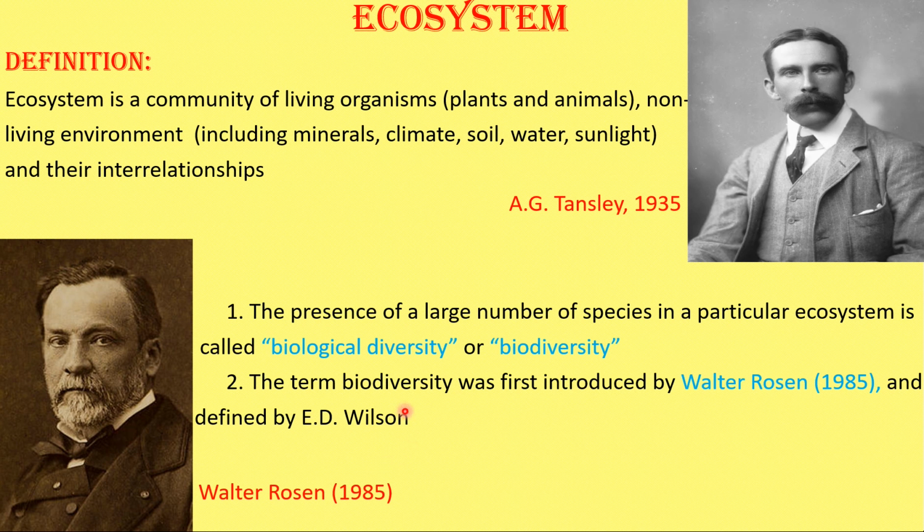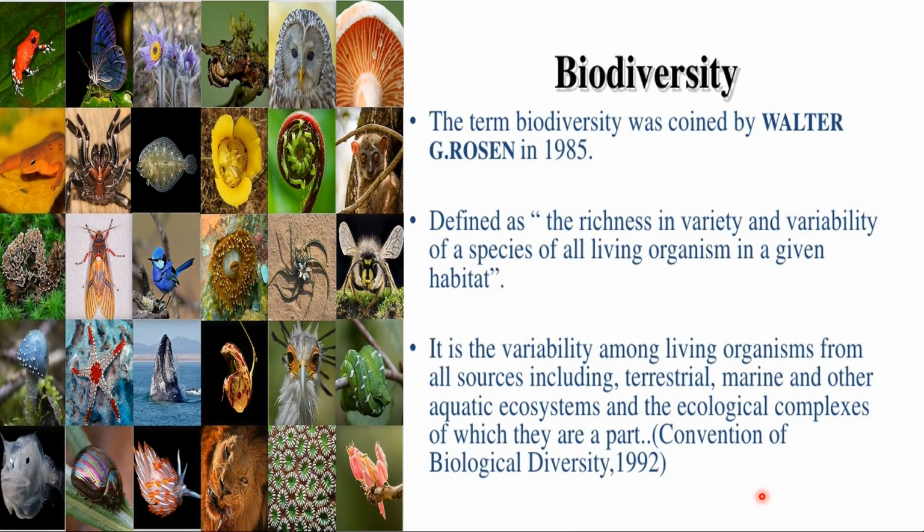The definition for this was later given by another person called E.D. Wilson. So we have studied two important terms here: ecosystem by A.G. Tansley in 1935 and biodiversity by Walter Rosen in 1985. You have to memorize these terms and their definitions. Now, the term biodiversity was coined by Walter Rosen in 1985. So what is biodiversity, or biological diversity?